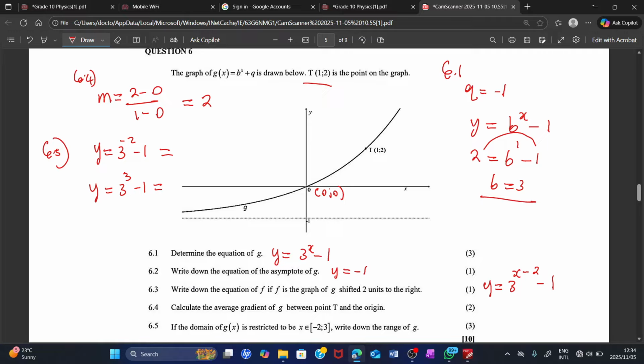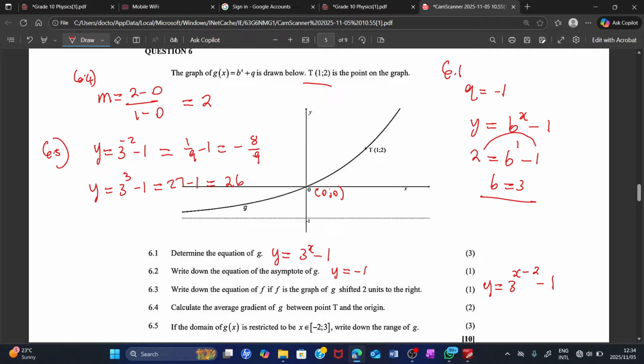You get the answer. So what is the answer we are having here? It's 1 over 9 minus 1. So the answer there is going to be what? Negative 8 over 9. What about this side? It will be 27 minus 1, which is going to be 26.